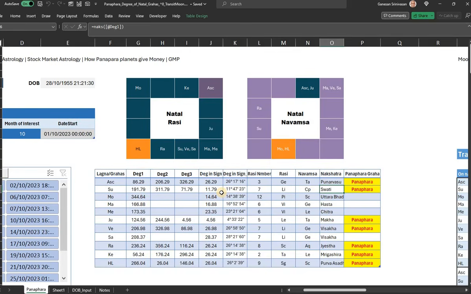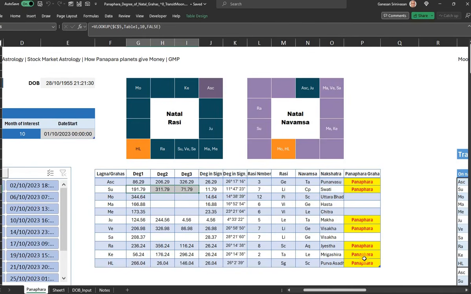And not only Swati, the other Trijanma nakshatras, like for him Swati, then Satabhishak and Ardra, all three nakshatras would also be welcome for money making for this person. We call these degree 1, degree 2 and degree 3. Degree 1 is the natal position of the Sun itself. Degree 2 would be 120 degrees away. Degree 3 will be another 120 degrees away. So each Panaphara gives rise to 3 degrees, the transit of Moon over which will give you money.